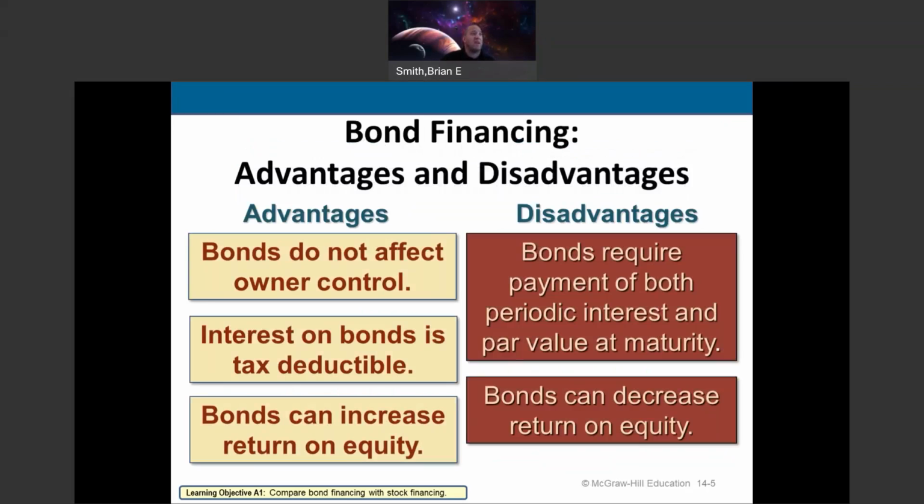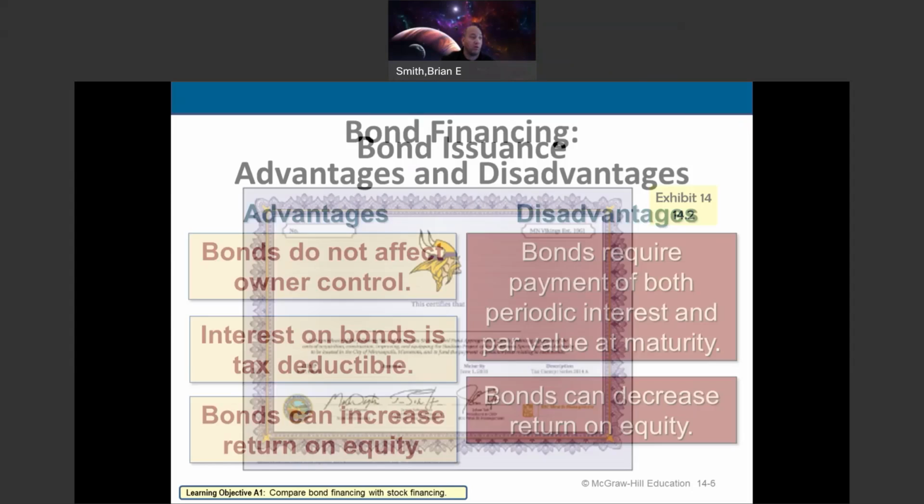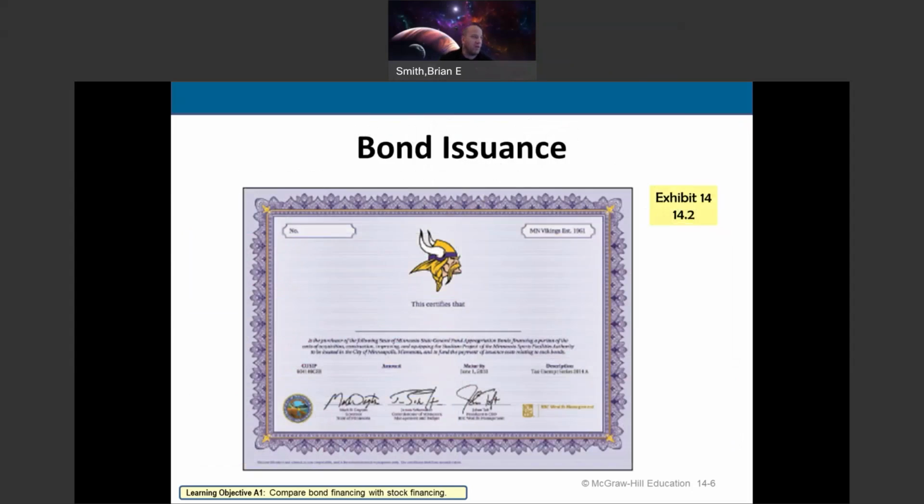But let's look at the advantages and disadvantages of bonds. So instead of issuing stock, if we issue bonds, it's not going to impact who controls the company. The interest on bonds is tax deductible, and bonds can increase the return on equity, but bonds can decrease the return on equity as well. And the disadvantage too is that bonds require payment of both periodic interest and the par value at maturity. So there are some disadvantages there. When you issue stock, you don't have to pay anybody back. When you issue bonds, you have a liability that you have to pay off every month, every year, every 6 months, whatever.